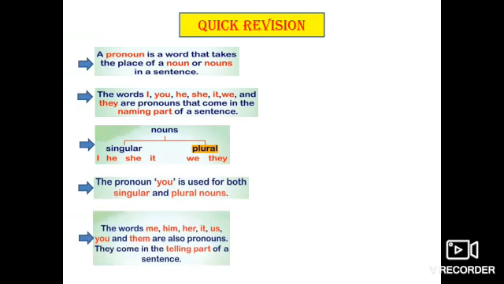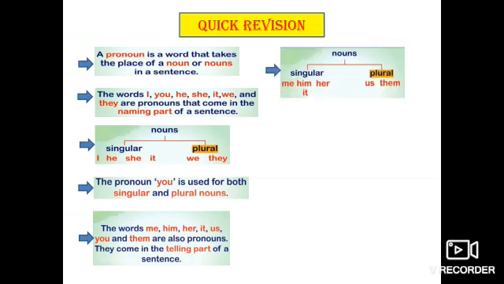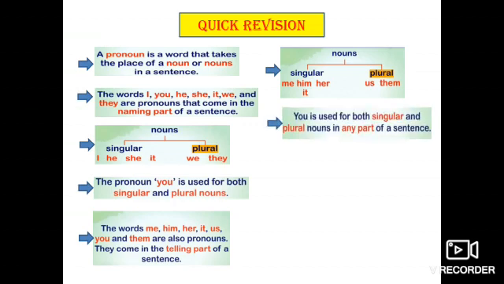The words me, him, her, it, us, you and them are also pronouns. They come in the telling part of a sentence. The words me, him, her, it are singular pronouns. Us and them are plural pronouns. You is used for both singular and plural nouns in any part of a sentence.